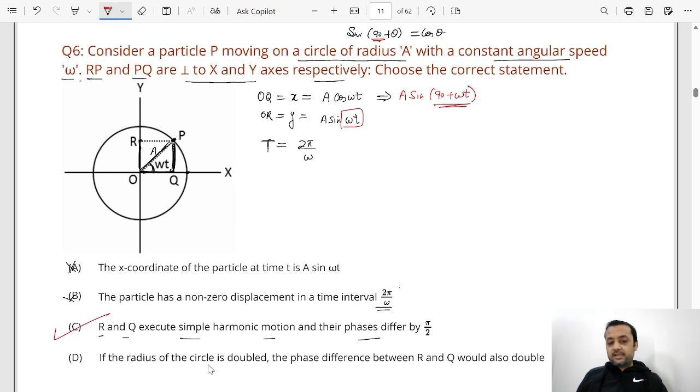If the radius of the circle is doubled, then the phase difference between R and Q would also double. This is wrong, because the radius here is A. If you make A as 2A, then the only thing that will change is that here we will get 2A, and here also you will get 2A. The phase difference will not be impacted. So I hope you have understood. Option C is the correct answer for this question.